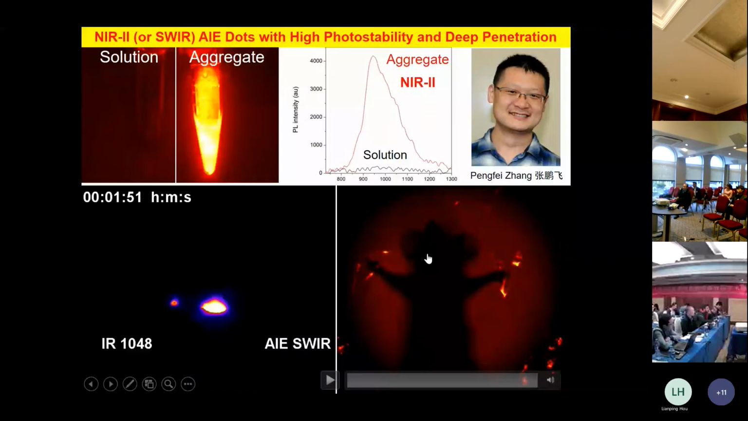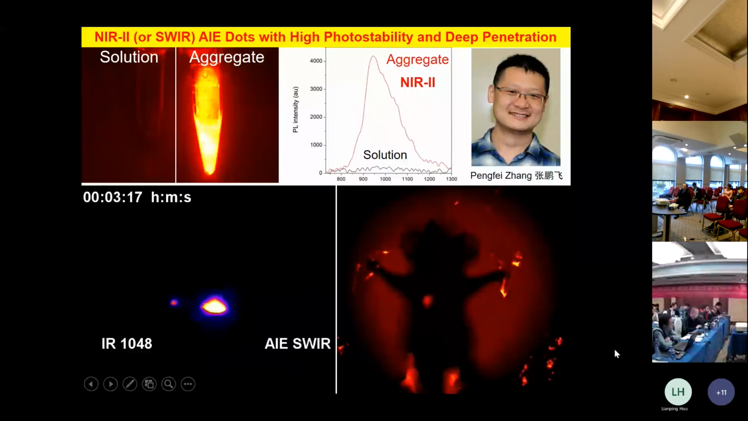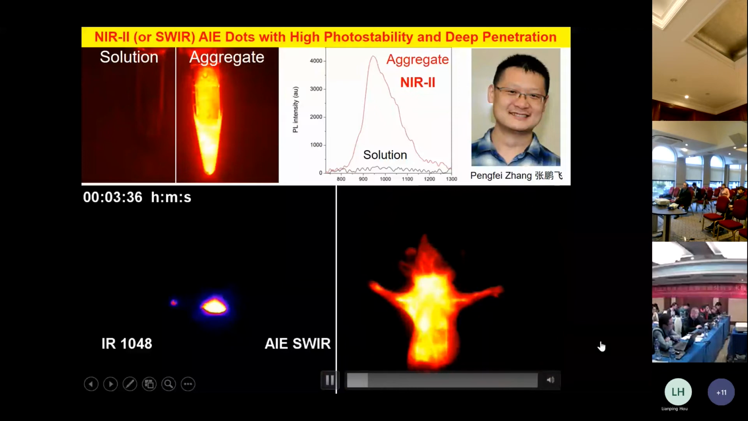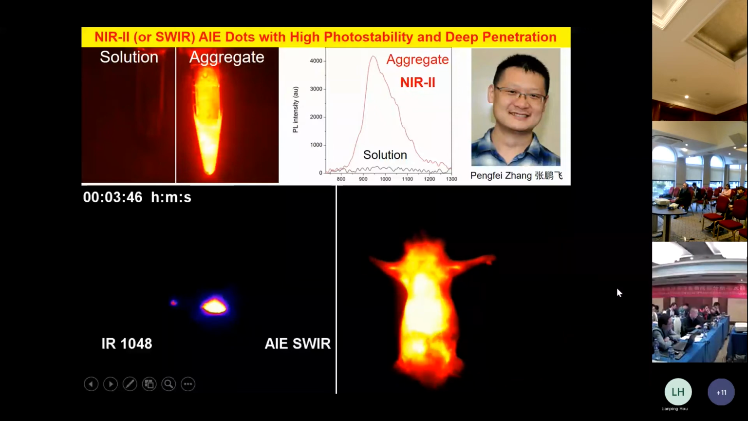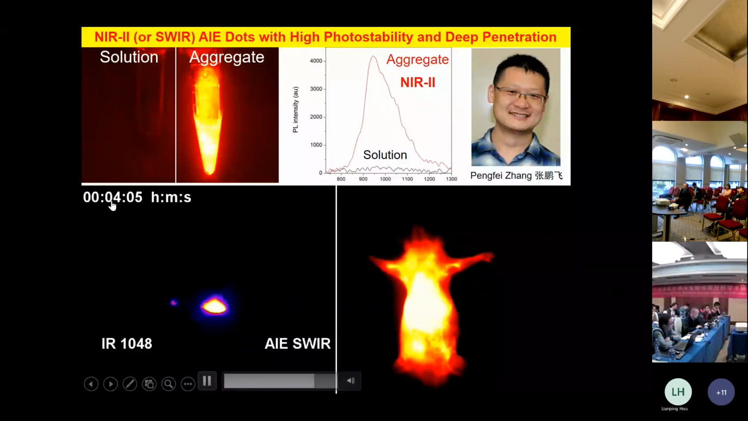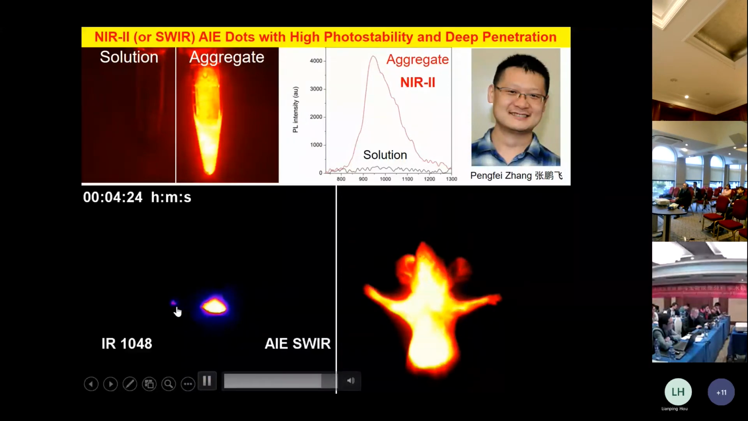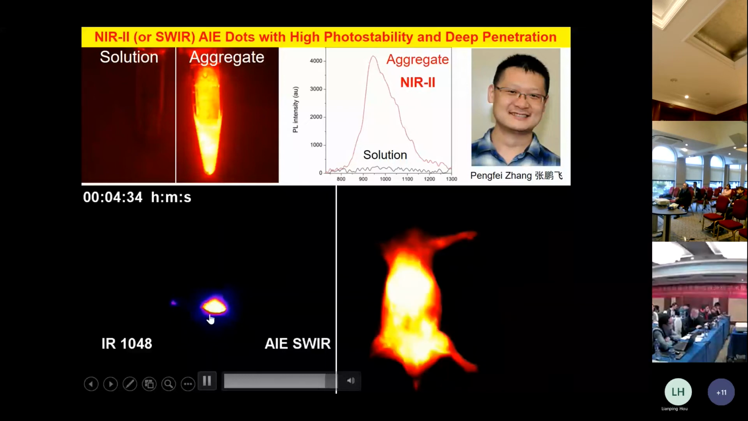Now, let's see here. We want to see the interior structure of the mouse, but we don't want to open its stomach. So what we do is inject our AIE nanoparticle through the tail of the mouse. As you can see here, without opening the stomach, you can see the interior structure, because there is emission. Now after about 4 minutes, you can see this emission is almost gone, but this emission is still very, very bright.